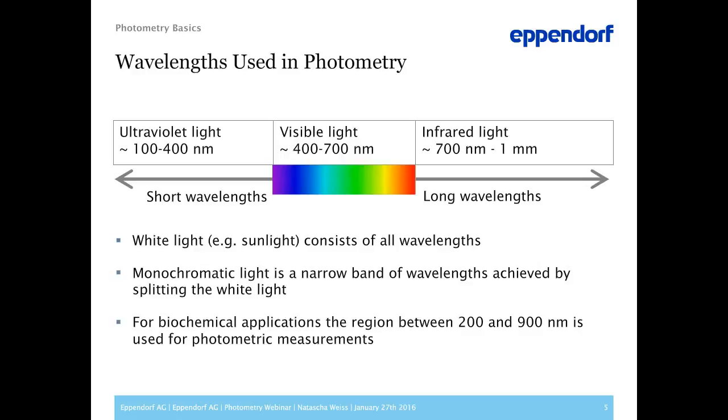White light, like the sun, includes ultraviolet, visible, and infrared light. Such white light may be split into narrow bands of wavelength using tools like a filter or prism. This results in the so-called monochromatic light, and photometric measurements for most biochemical methods are applied at wavelengths from approximately 200 up to 900 nanometer.